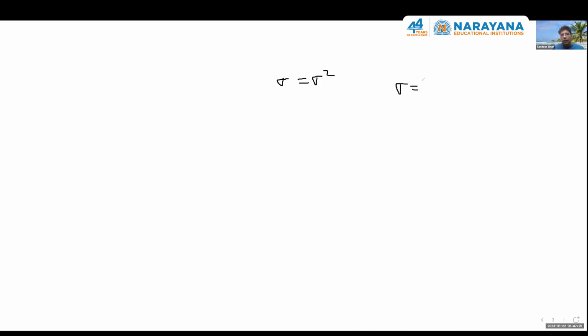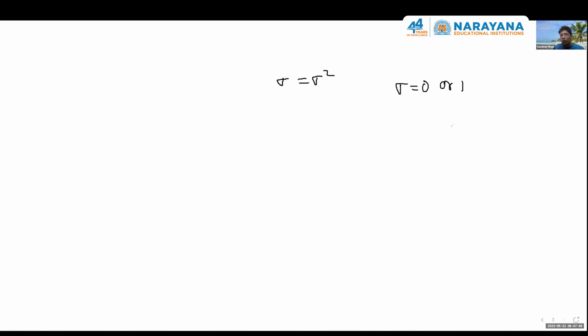So standard deviation sigma is same as sigma square. So sigma could be either 0 or 1. Correct? A be the event where standard deviation of this could be either 0, and B be the event variance of this is non-zero. That means what does he require?